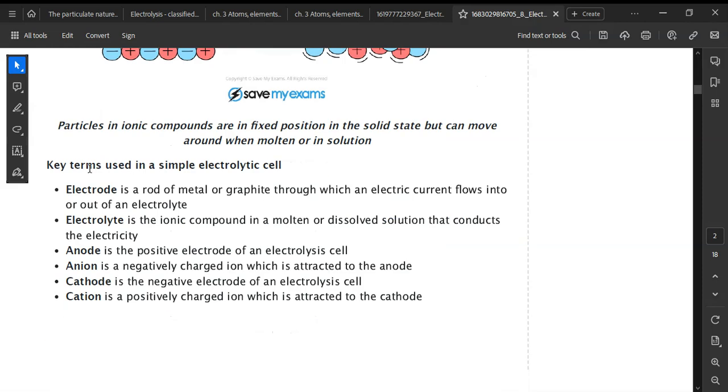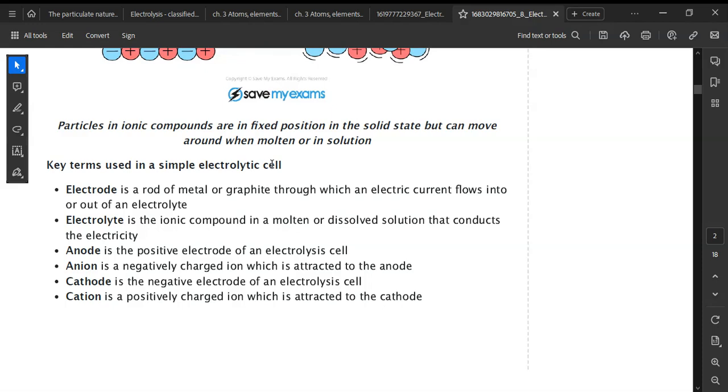Key terms used in a simple electrolytic cell. Electrode is a rod of metal or graphite through which an electric current flows into or out of an electrolyte. Electrolyte is the ionic compound in a molten or dissolved solution that conducts the electricity. Anode is a positive electrode of an electrolysis cell. Anion is a negatively charged ion which is attracted to the anode.